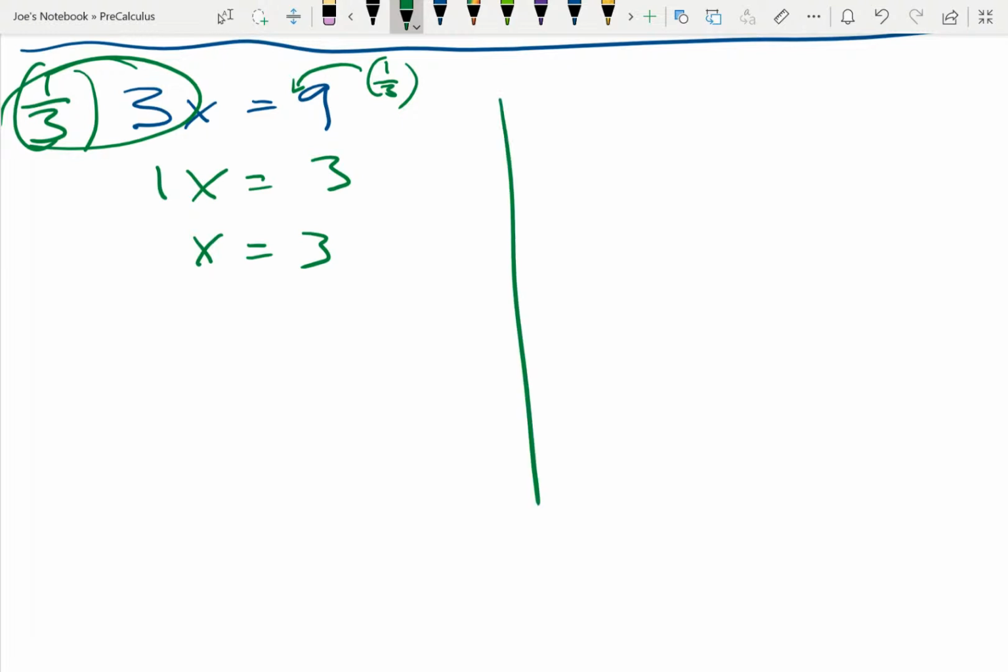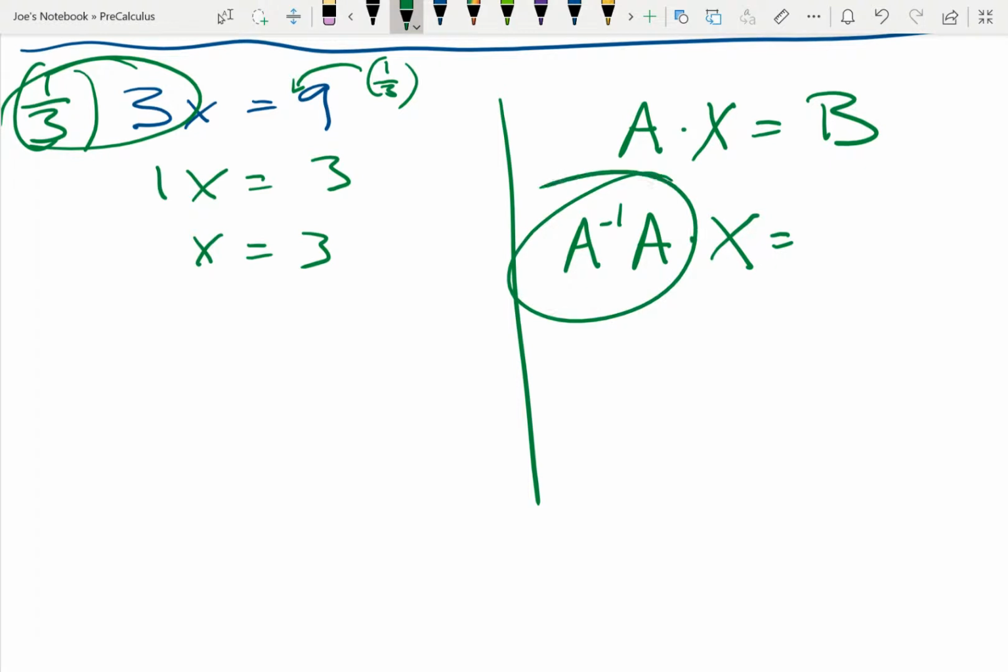So now if we were in the matrix world and we said some matrix A times some matrix X equaled some matrix B, right? We're not going to actually solve this. I'm just going to set it up for you. Then what we would do is we would say A inverse times A would be equal to, what thou doest to the left, thou doest to the right, A inverse times B.